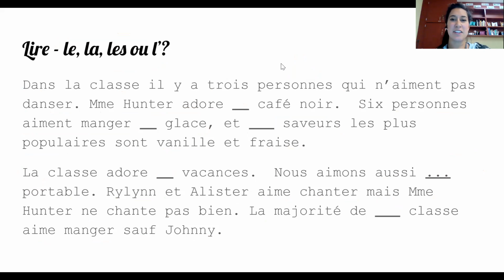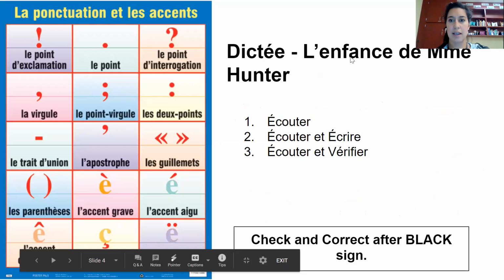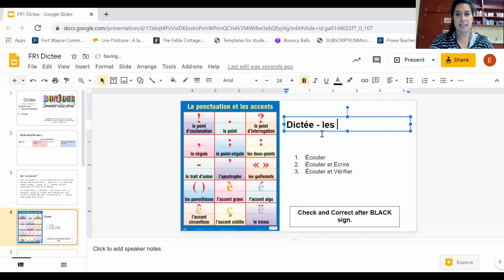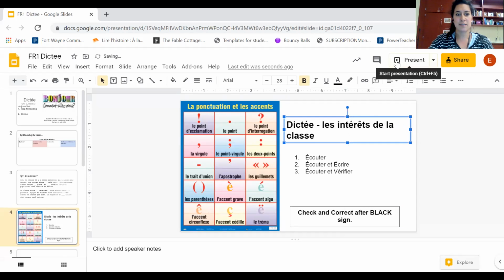Okay, class, nous allons continuer avec la dictée. Oh my goodness, and I still haven't even edited this either. This is not about l'enfance de Madame Hunter. This is les intérêts de la classe. Les intérêts de la classe. Class interests.